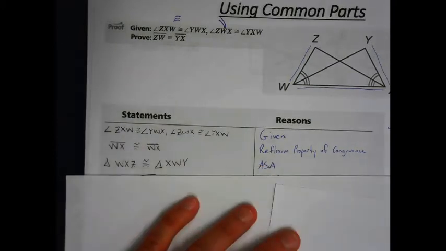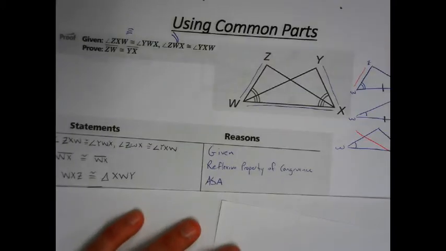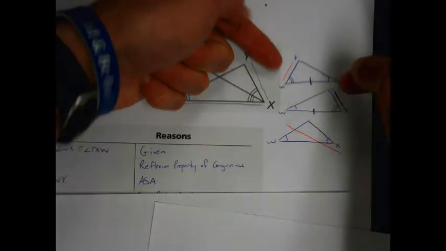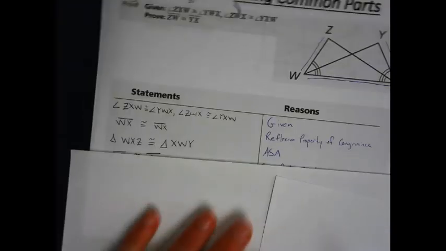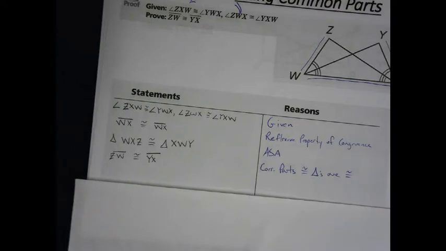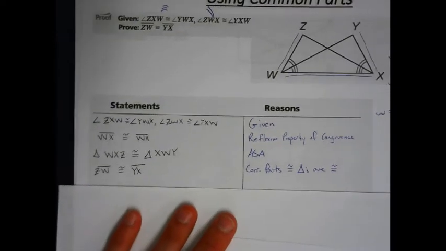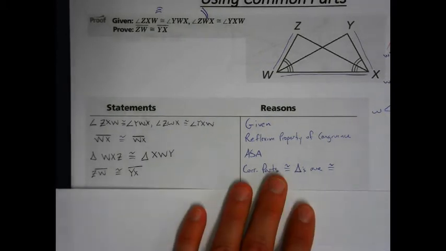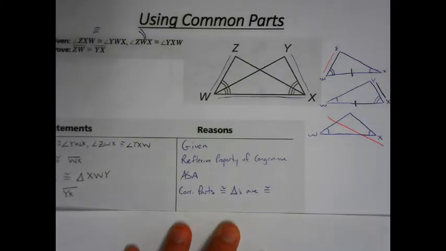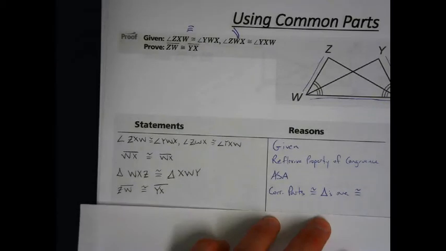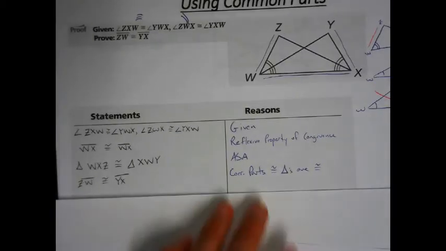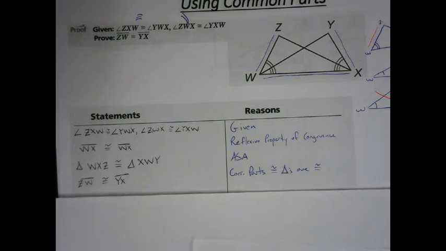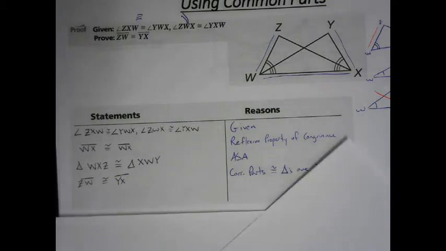Well, then we're done, right? If we have the 2 triangles congruent, we now have our corresponding parts congruent. So we've proven what we had to prove. Okay, so we now know that ZW is congruent to YX because corresponding parts of congruent triangles are congruent. And that's basically a proof with common parts. It's a proof with overlapping triangles. It's all similar stuff to this. We're just going to have a bunch of overlapping triangles, and things are going to be really tough.